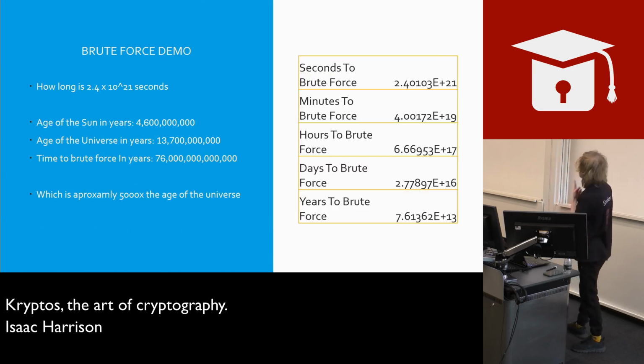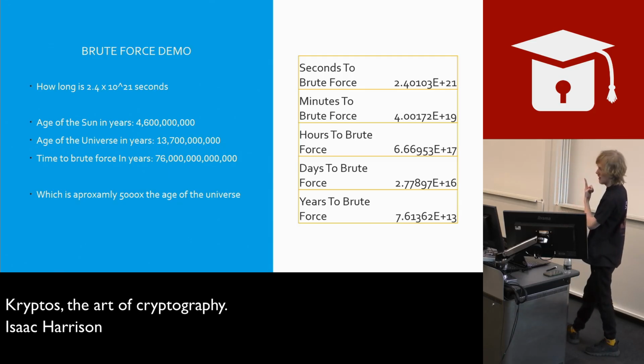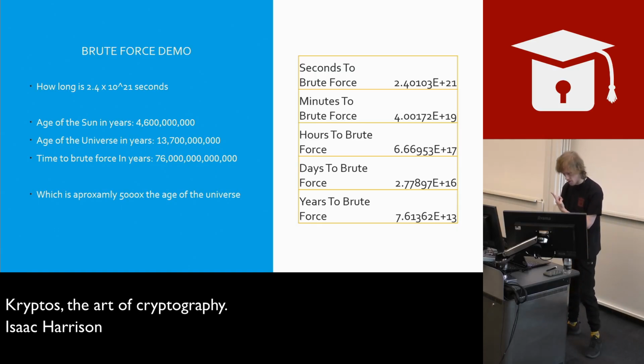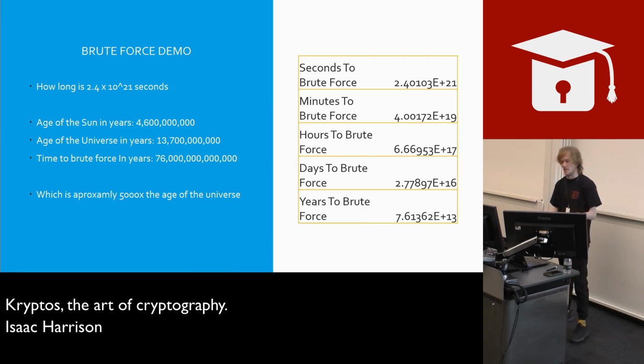So that's how long it would take in years. To put that into context, the age of the sun is 4 billion years. The age of the universe is 14 billion. The time it will take to brute force that is 76 trillion years, which is 5,000 times the age of the universe. It's not feasible to try all of those. So we're going to have to do something else instead.